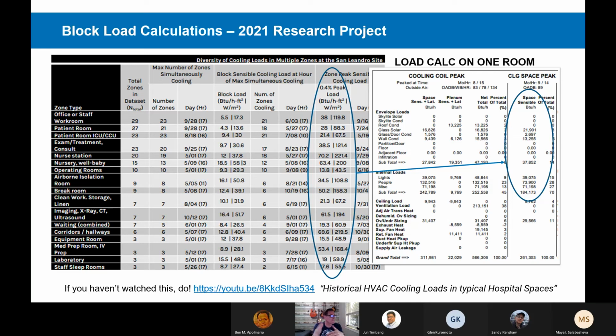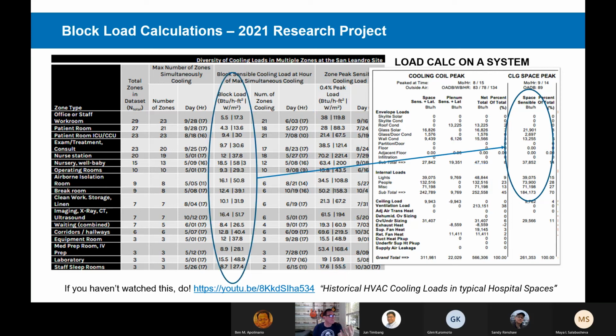And by the way, if you haven't checked through these numbers, the room peak loads are pretty much where we thought they were going to be. In other words, we've kind of been getting those right for the most part across the years. The big impact comes in the block peak loads.